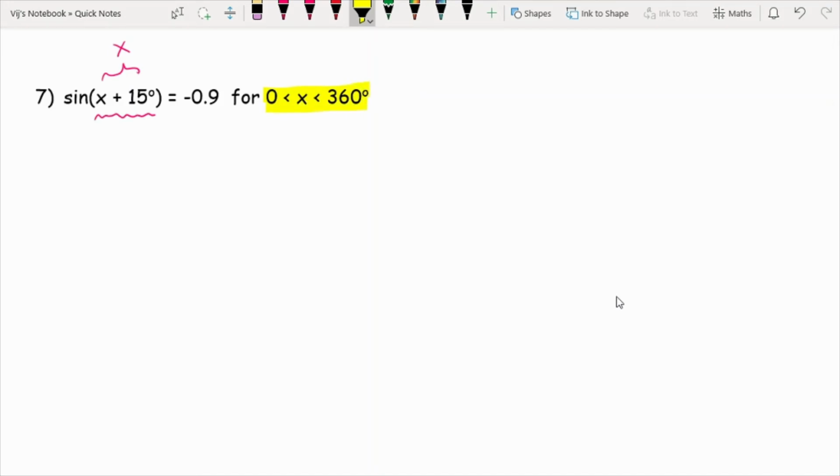Now, although my final answers need to be within the range of 0 to 360, because I'm adding something to x, I'm going to add 15 degrees, and whatever I'm doing to the bracket, I need to do to both my lower bound and my upper bound when I'm working out the respective angles. Now, although I'm adding 15, which is not a nice number, what I'm going to do instead is add 90 degrees in both directions of the range.